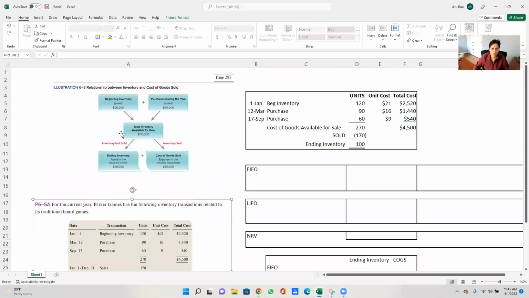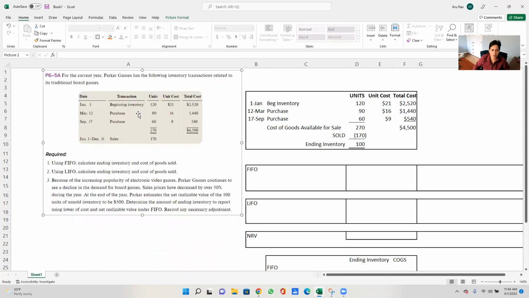Okay, so to start with, let's do an overview of the relationship between inventory and cost of goods sold. Beginning inventory plus everything you purchased is what's available for sale. Well, that makes sense. Now, during the year, I hopefully sold all of it. If I sold it, it is going to become cost of goods sold, that cost. If not, it sits with me as ending inventory. Our job in this exercise is to assign the amount of what we have available for sale to these two accounts, cost of goods sold and ending inventory. So let's take a look at the assignment we have over here.